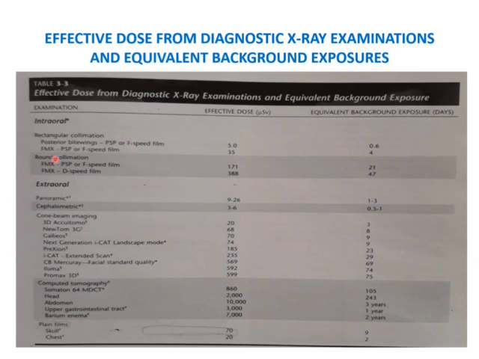Then regarding the extraoral X-rays, for panoramic X-rays, the effective dose is 9 to 26 microsievert. For cephalometric, it is 3 to 6. For computed tomography, it is 860 microsievert. For a skull radiograph, it is 70 microsievert. For a chest X-ray, it is 20 microsievert.